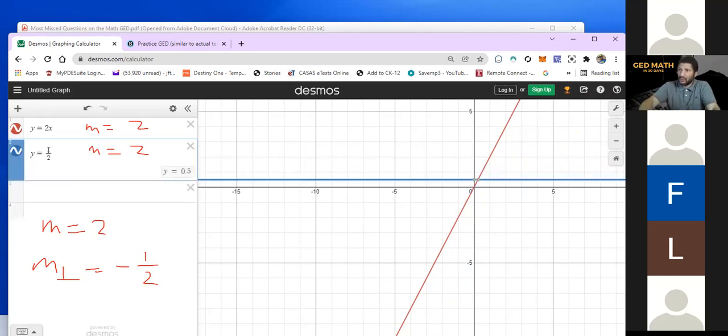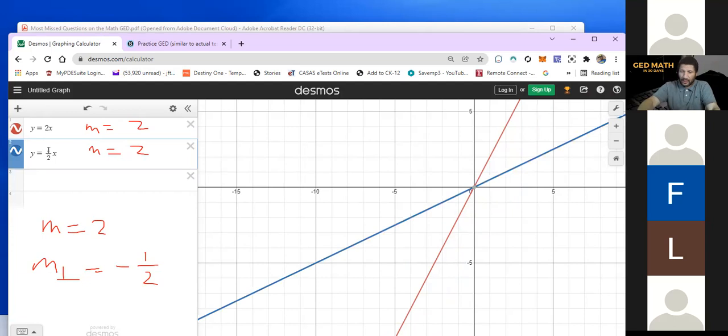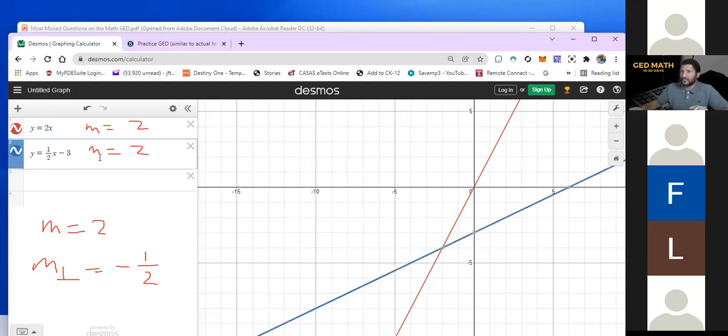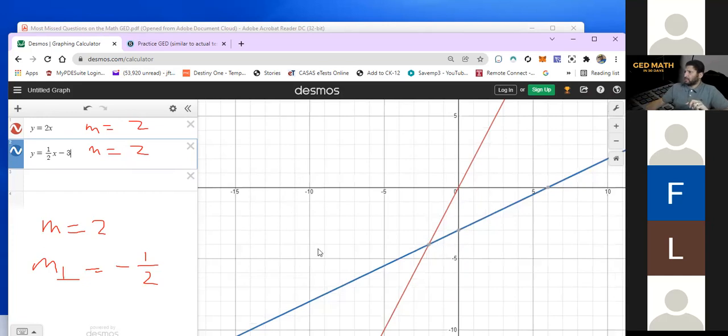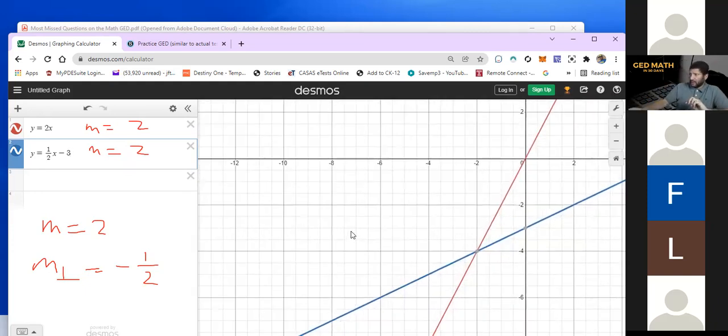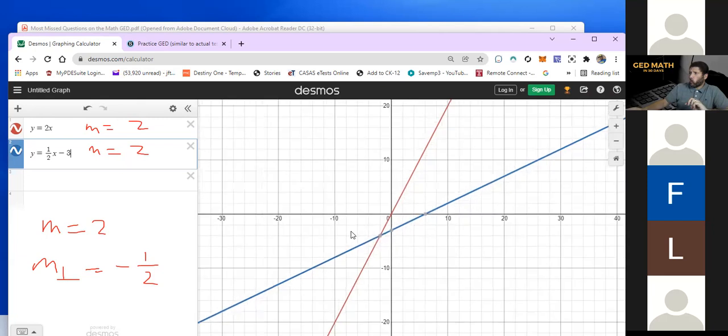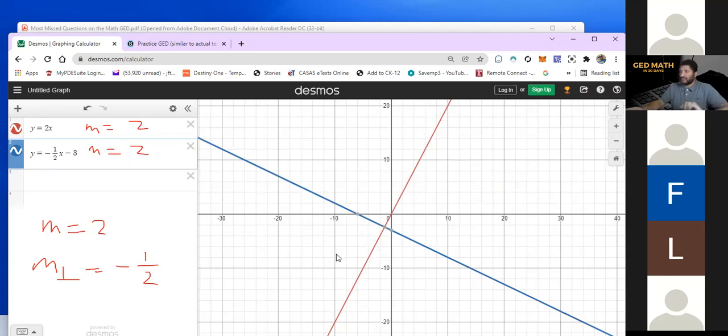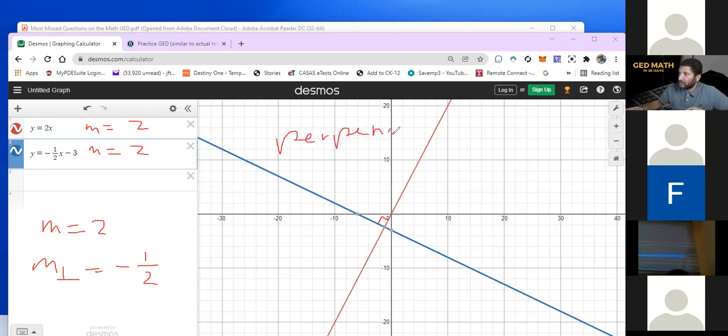1 divided by 2, x minus 3. I don't know why, the scale must be off. Oh, I forgot the negative. Okay, there we go. Now, if you look at it right there, it forms what? There's that 90 degrees. These two lines are perpendicular.